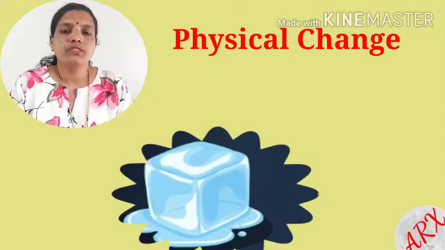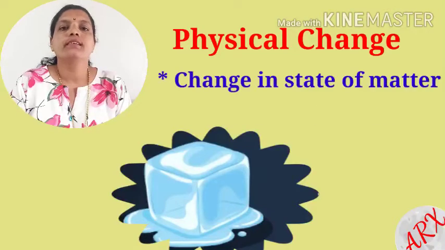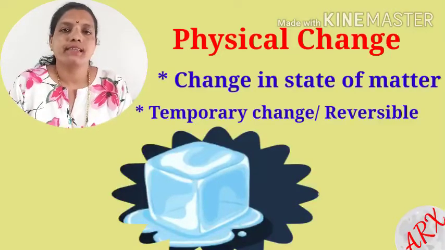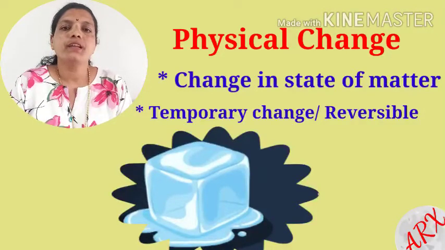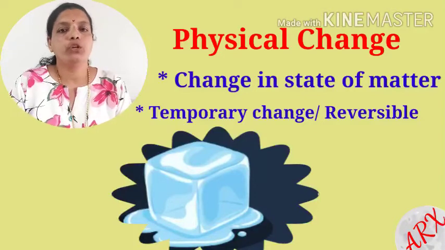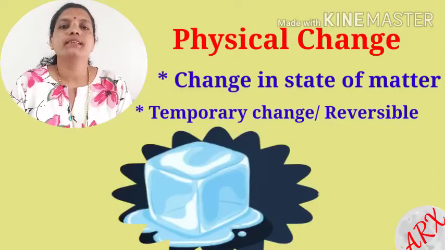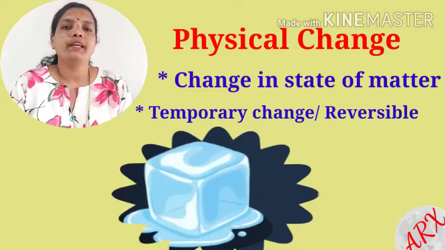In physical change, the state of matter changes, and it is a temporary change. For example, melting of ice is a reversible change, it is not permanent. When ice melts, it turns into water, and again if we keep water in the freezer, it will become ice. So it is temporary. So melting of ice is a physical change.